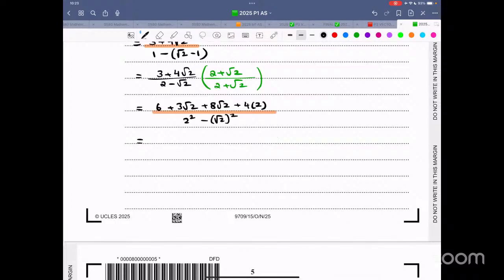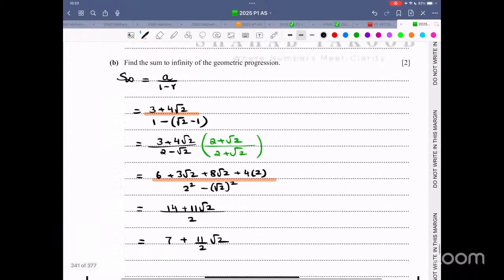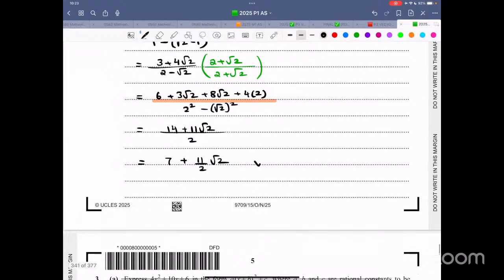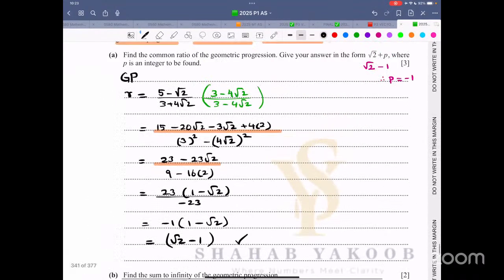So now this is 6 plus 8, that is 14. This is 11 root 2. And this is 4 minus 2, that is 2. So this is 14 over 2, which is 7. That is 11 over 2 root 2. So I think that is enough. Sum to infinity, that is the answer. So this is in the exact form.